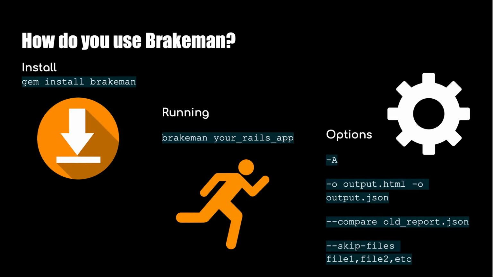As you can see, you also have the option with compare and then give it an old report to look at the differences between a new report that you run and an old report to see what vulnerabilities you're improving on and how your project is getting more secure. There's also, of course, options to skip select files or run just select files. Again, this is not an exhaustive list of all the options that you can use, just some of the main ones.